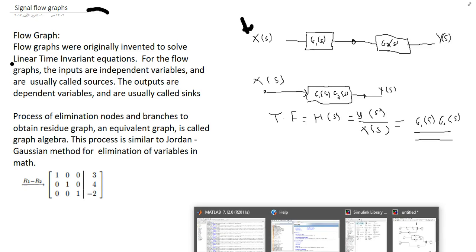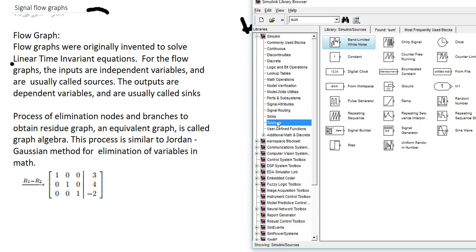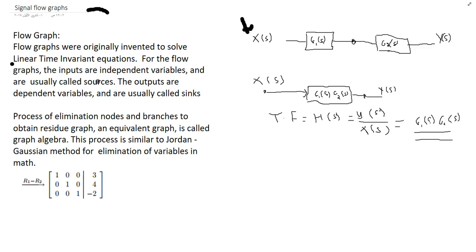If you look here in MATLAB, you see we have sources such as the constant and the step, all of these are sources. The inputs are independent variables and are usually called sources. The outputs are dependent variables and are usually called sinks.